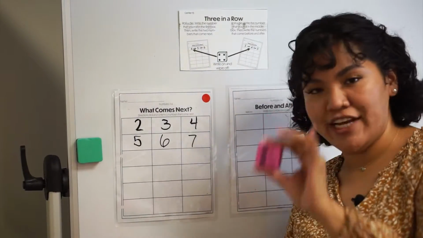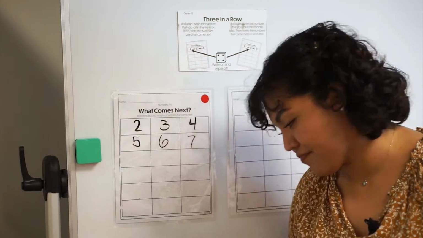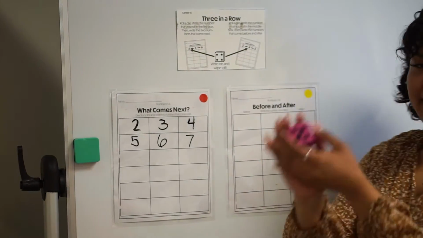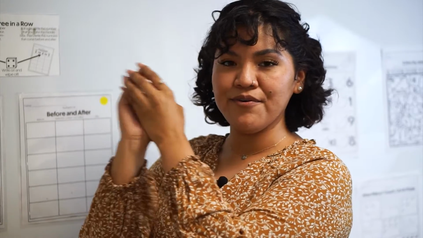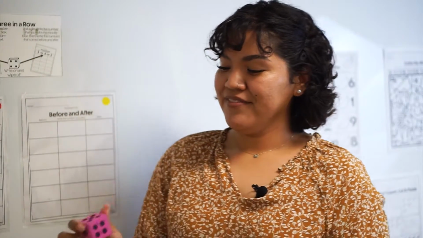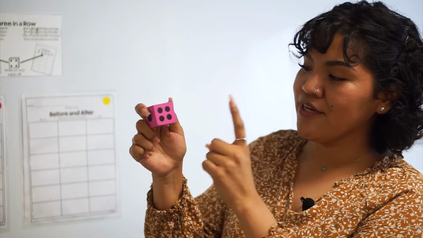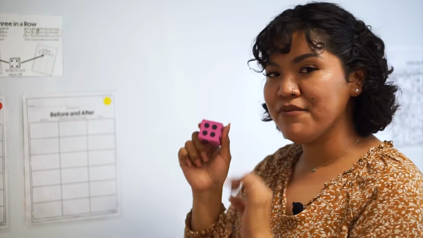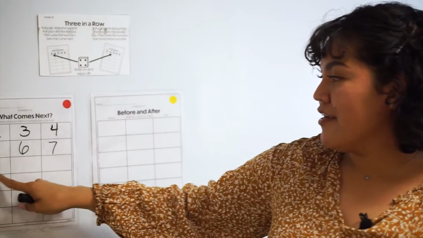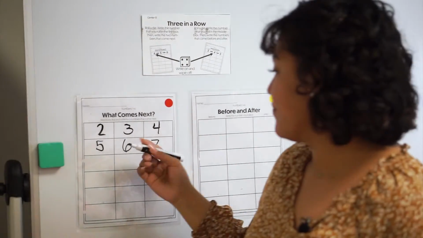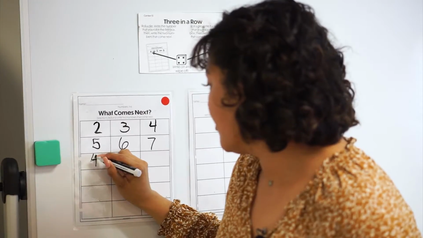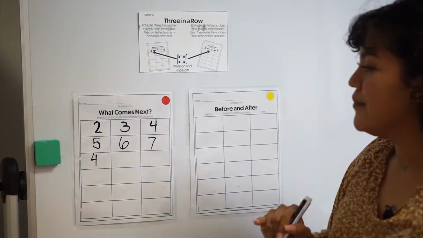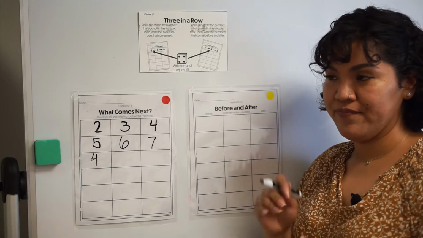All right, let's roll our die 2 more times together. So have your die ready. Let's see what number we roll. Let's see, we have 1, 2, 3, 4. We rolled a number 4. So we're going to write a number 4 in the first box. Oh, let me write this better. So what comes next after 4?